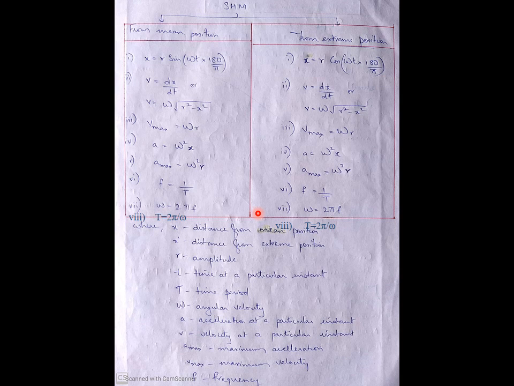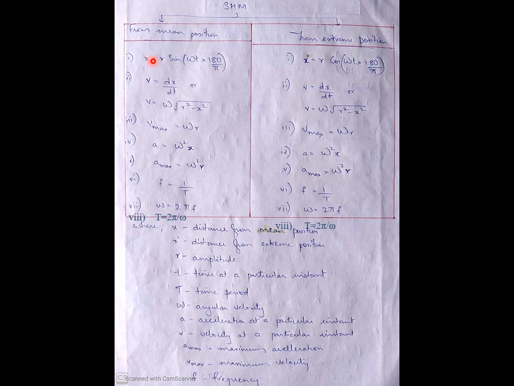Okay, now let us see what all are the equations related to simple harmonic motion. There are two cases. First case is when it is measured from the mean position, and the second case is when it is measured from the extreme position. So let us see the first case. In both the cases, the equations are almost similar. Just a difference is there in the first equation.